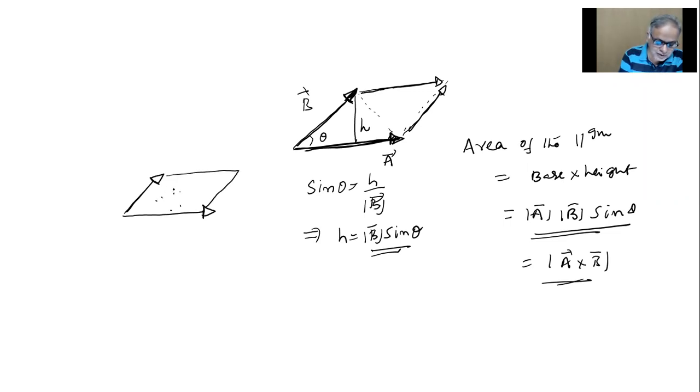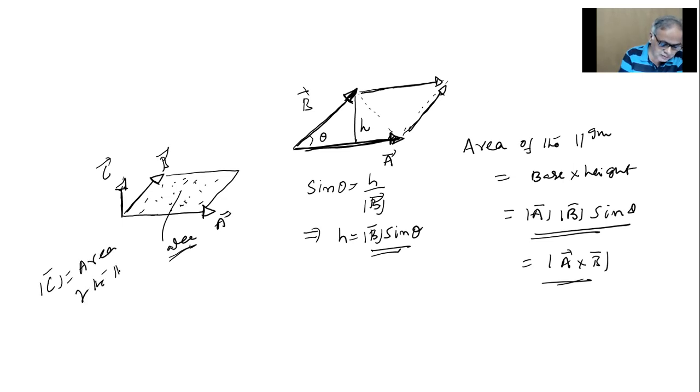This area will be represented as a vector in this direction. Do you follow my point? That mod A mod B sine theta will be nothing but the area of this parallelogram. This area is represented by, if this is A, this is B, then this vector C, mod C of that is equal to the area of the parallelogram formed by A and B.